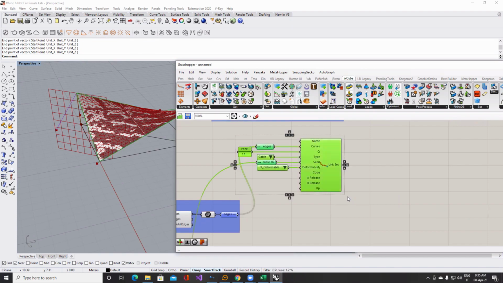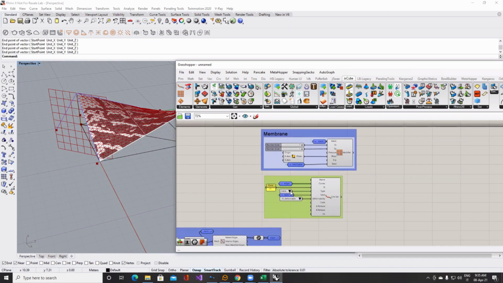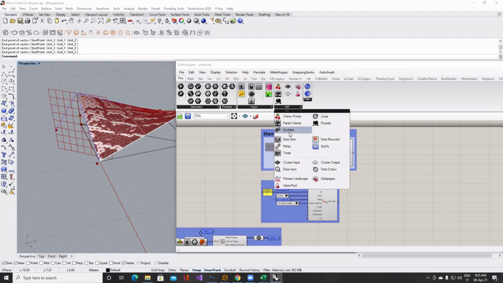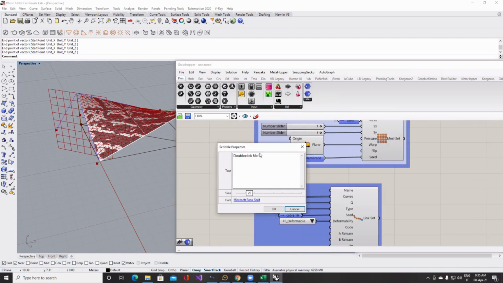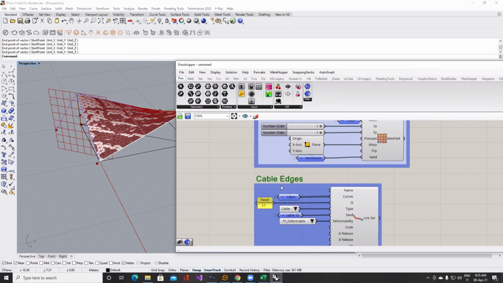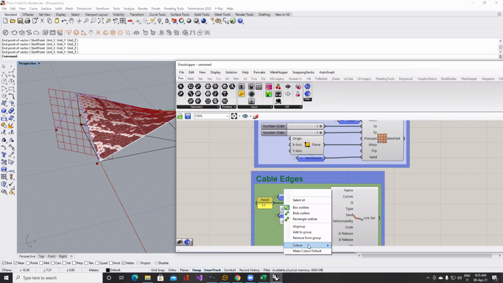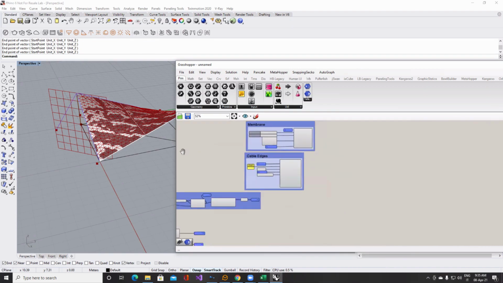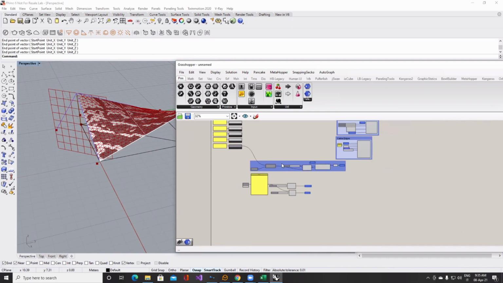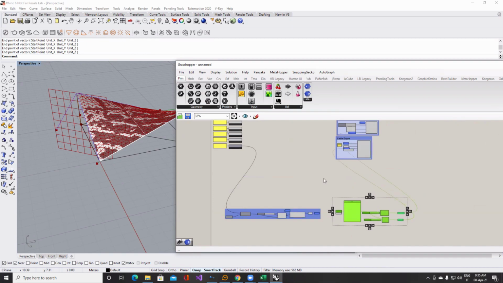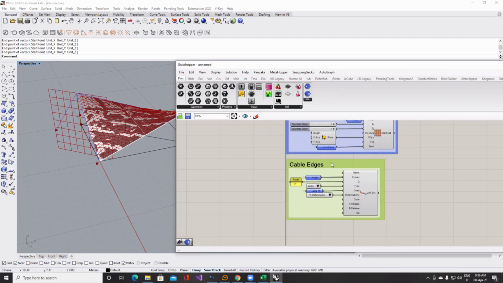So I will group these together. Again. Then I will send you this definition. That's why I'm making it a bit more ordered. These are cable edges. Okay. Let's turn this down here. So we have made the membrane and we have made the edges.